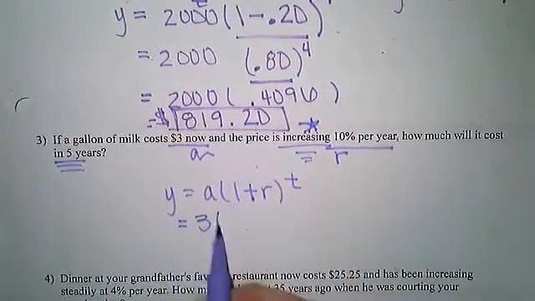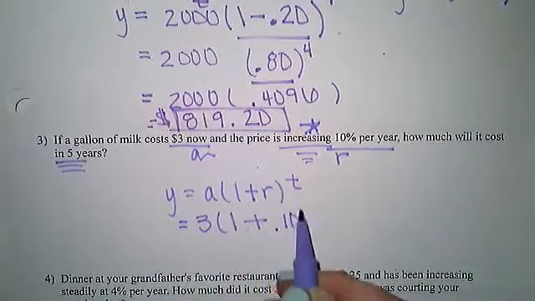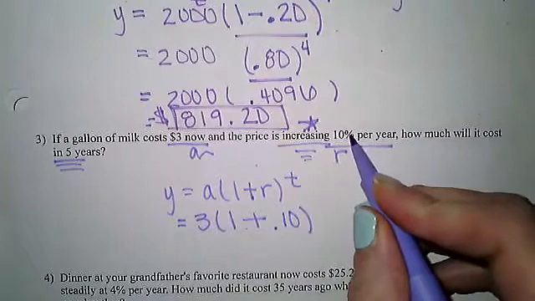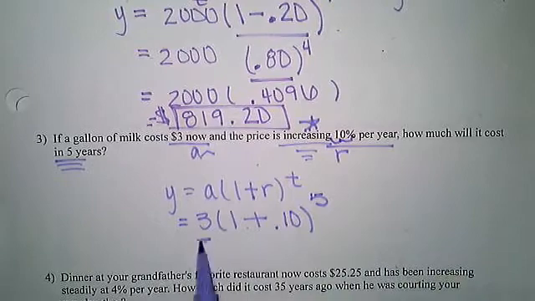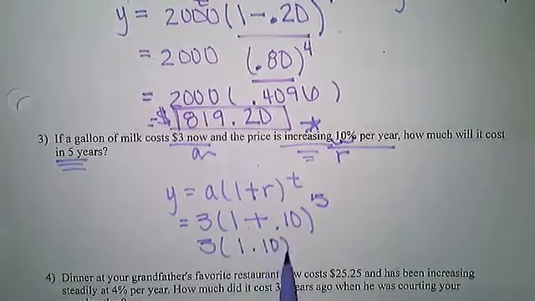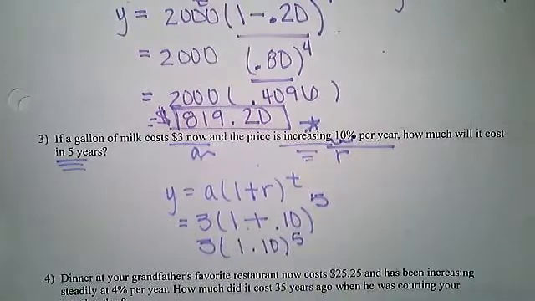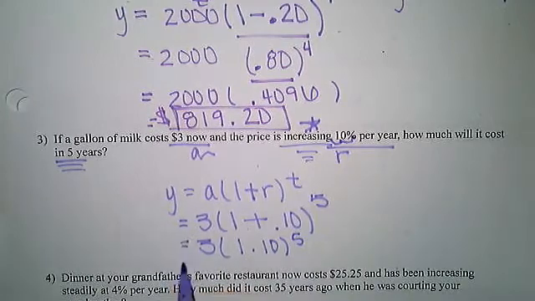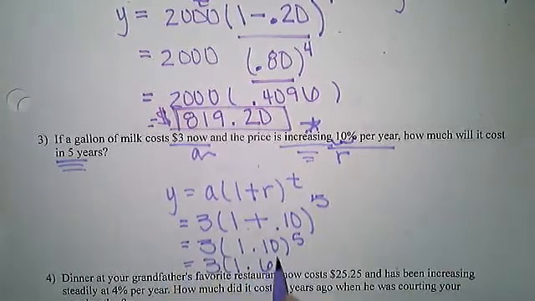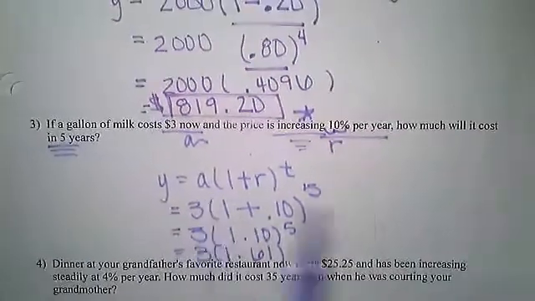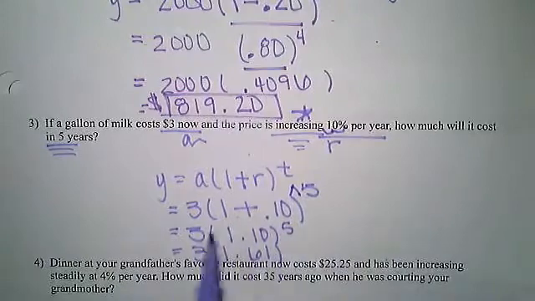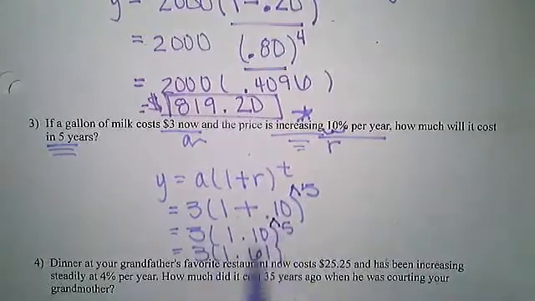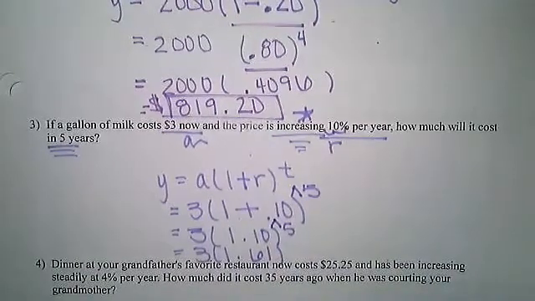So we have the $3 as the starting amount. The rate is 0.10 because 2 places to the left. Our t is 5. So we can use PEMDAS here. Do parentheses first, and then raise 1.1 to the 5th power, which is 3 times 1.61. So once again, you can use your calculator if that's better for you, just using that caret key. You could even use your caret key down here if you're doing your PEMDAS.